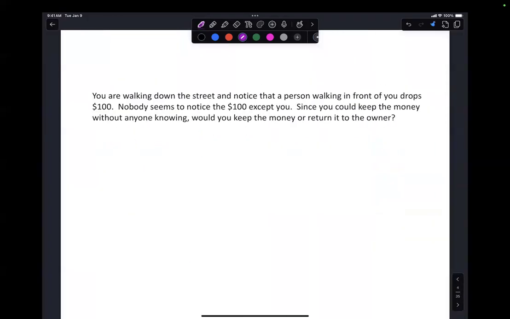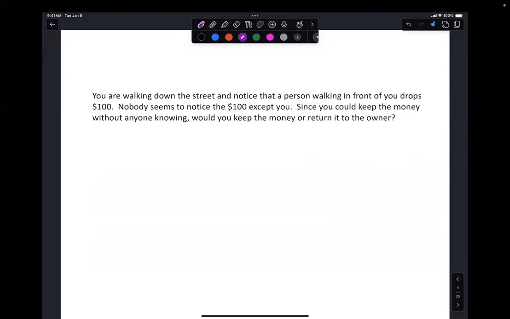All right. So you're walking down the street and you notice that a person walking in front of you drops $100 and no one notices except for you. You could keep the money without anyone knowing that you kept it. And I'm asking whether you'd keep it or not. When I teach this in person, generally I put a Post-it note at everybody's station and they anonymously write whether or not they would keep the money. Then I collect them and I determine whether or not they would keep it.